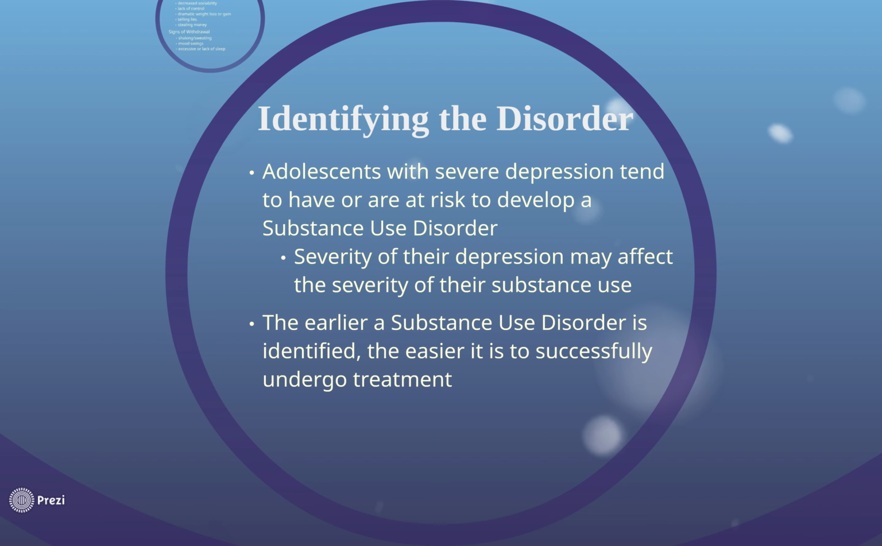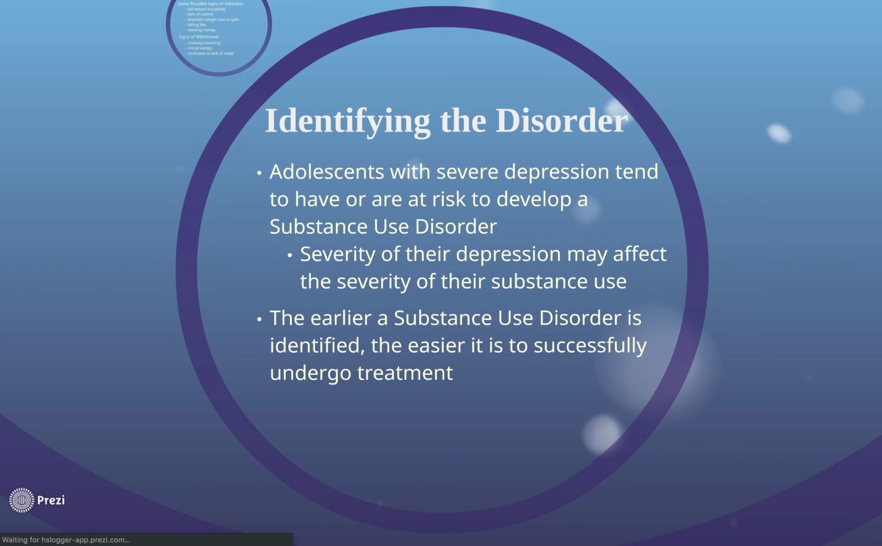Regardless of which disorder came to fruition first, both should be treated in order to avoid a relapse. The period of adolescence is a vital neurodevelopmental period, meaning the brain is vulnerable to the onset of psychiatric disorders, including depressive and substance use disorders, meaning both need to be treated.